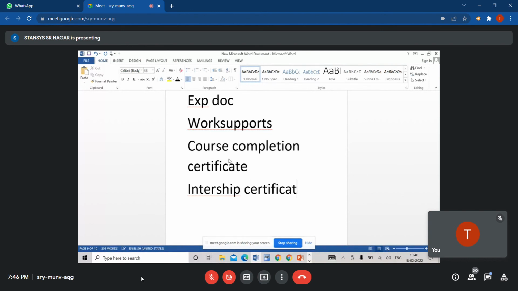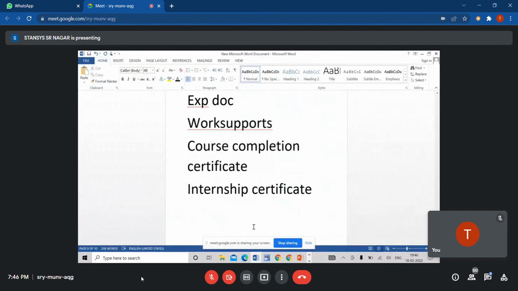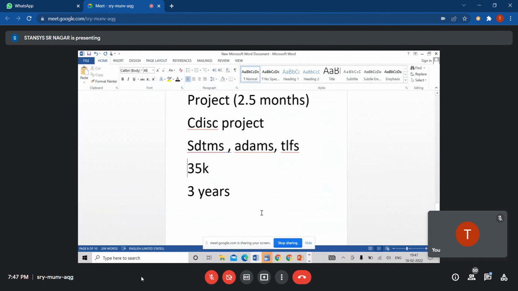Sir, regarding the fees, can we pay in installments or in one go? So, guys, we didn't do any bargaining like that here in our institute. We have only two options: 35K and 32K. 35K is for installments and 32K is for a single payment at a time. The 35K installment is 15K, 10K and 10K, and 32K is the single payment.